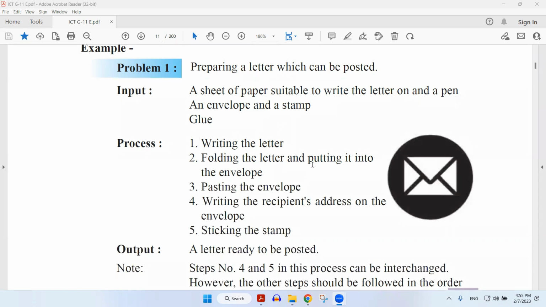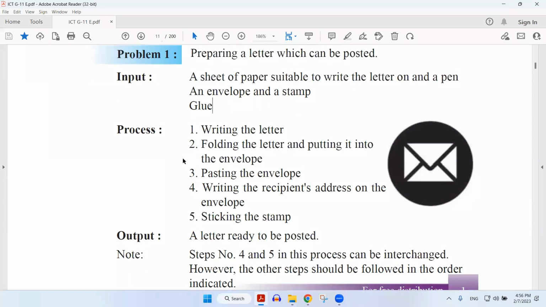So the problem one is about preparing a letter which can be posted, right? A simple practical problem which we do in normal life. So as an input, they have identified a sheet of paper suitable to write the letter on, and a pen and an envelope and stamp and the glue. So these are the things that we need to prepare this particular letter.